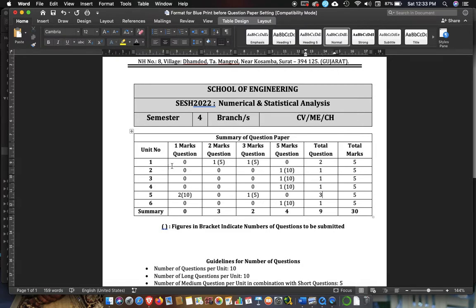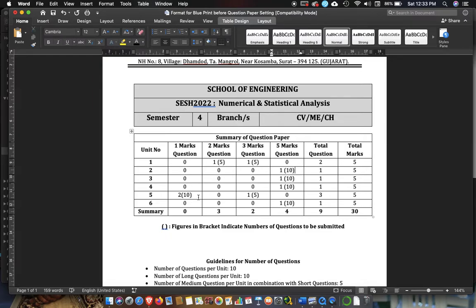Here, per unit you need to go for at least 10 questions. So from unit 1, I have to submit 5 questions for the 2 marks and 5 questions for the 3 marks. For unit 2 I have made only one choice, so I am going to submit 10 questions of 5 marks for units 2, 3, 4 and 6.